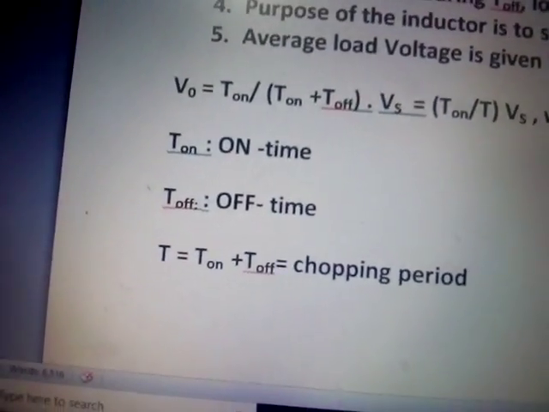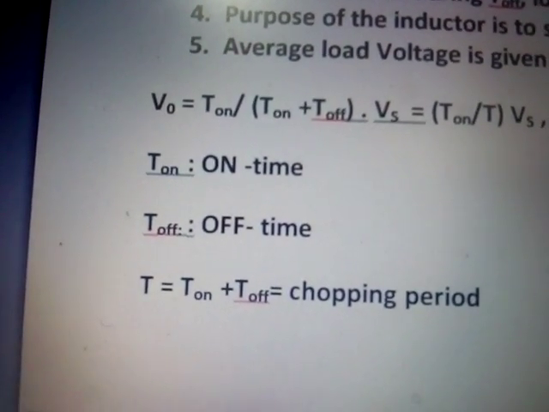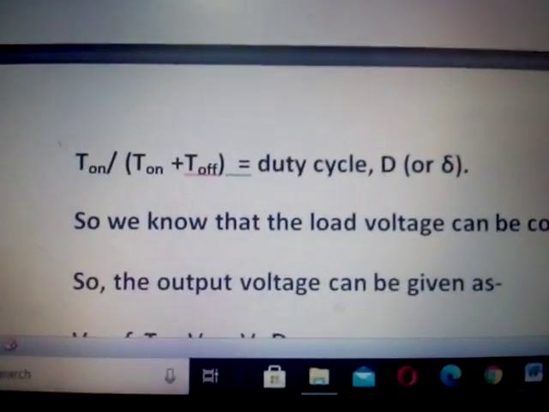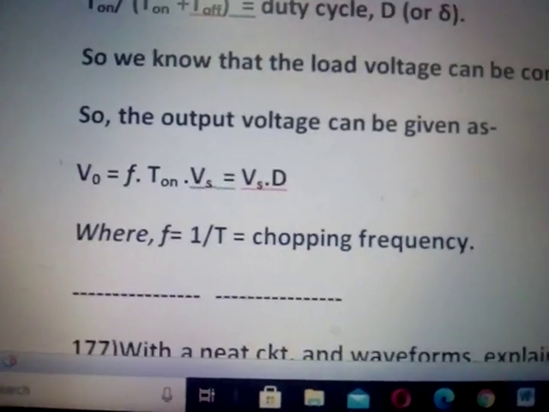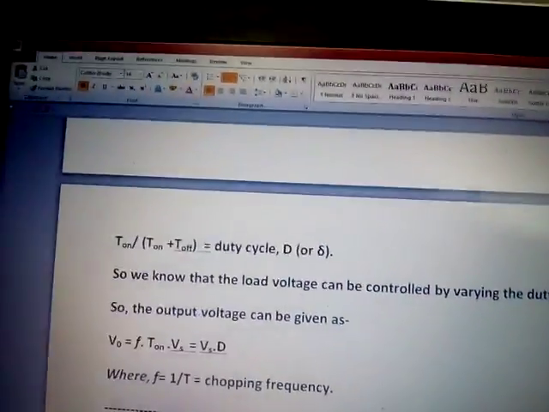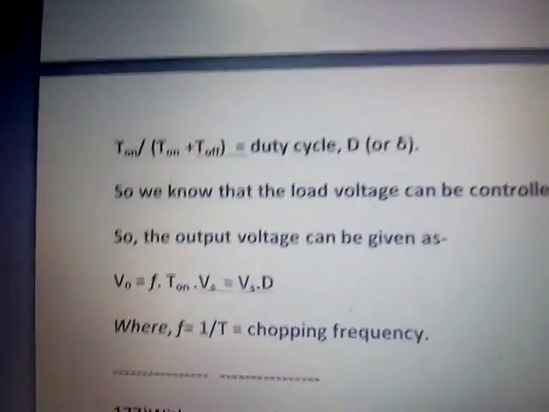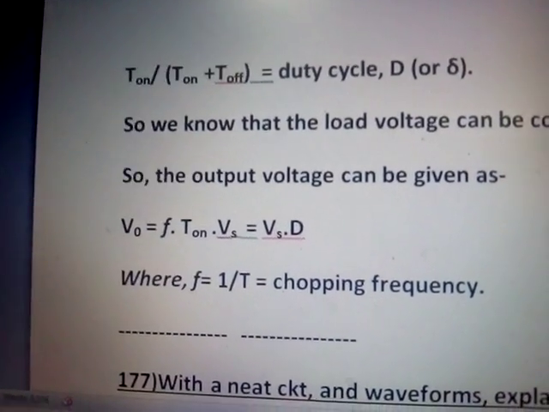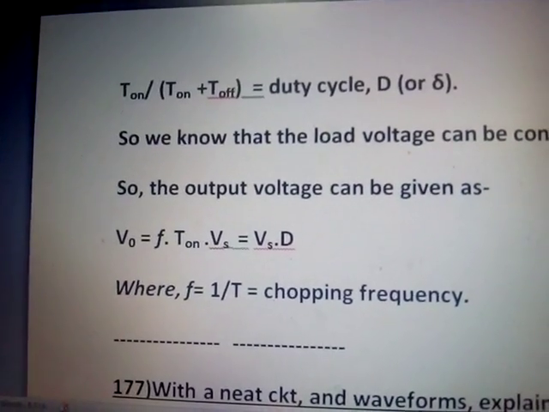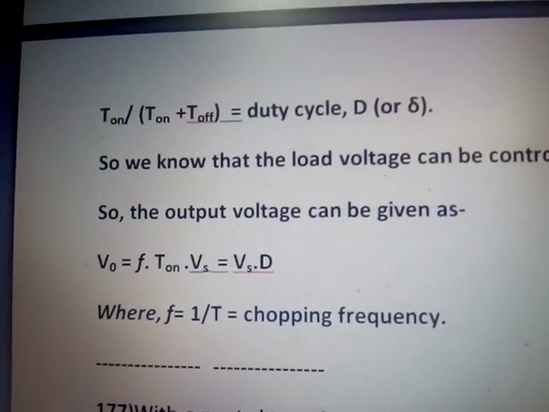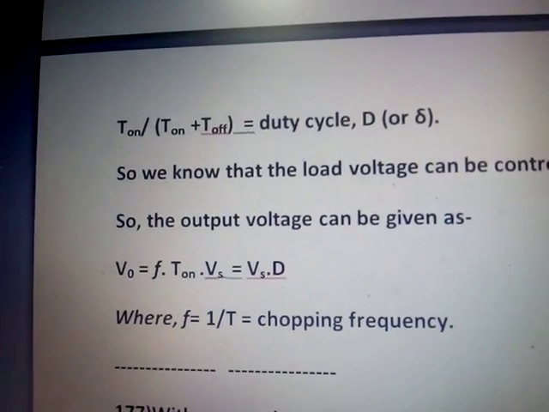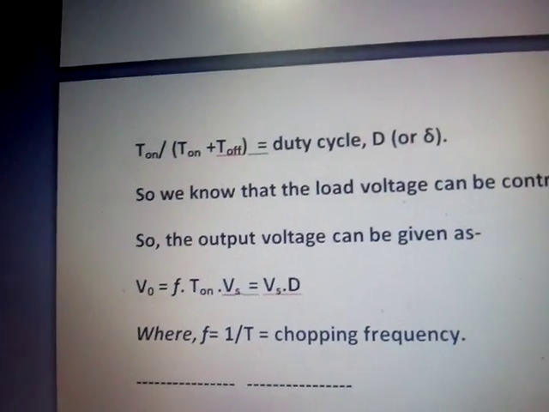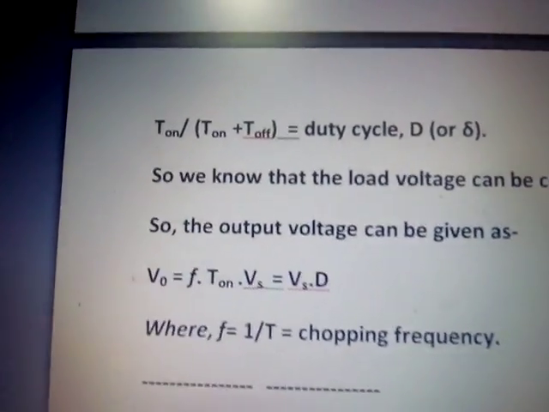The T is called as chopping period and 1 by T is called as chopping frequency. So output voltage can be controlled by two things. Actually it is the same, but only thing is sometimes we keep the chopping frequency fixed and vary on time or off time. Sometimes we keep on time fixed and vary frequency, that is off time. There are various ways.